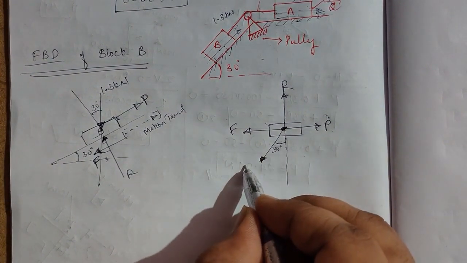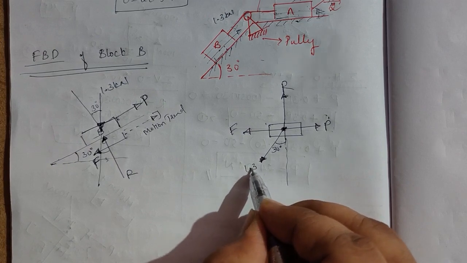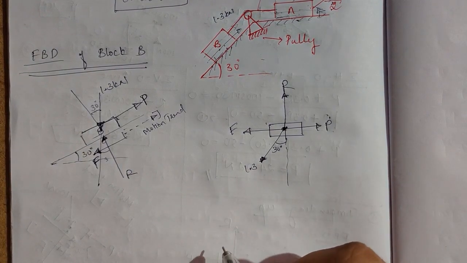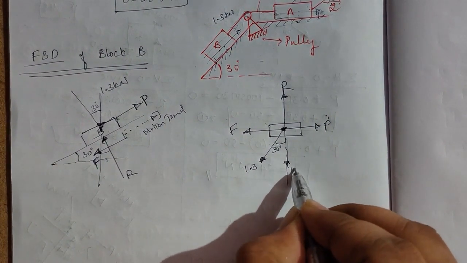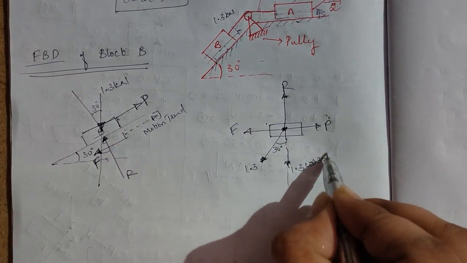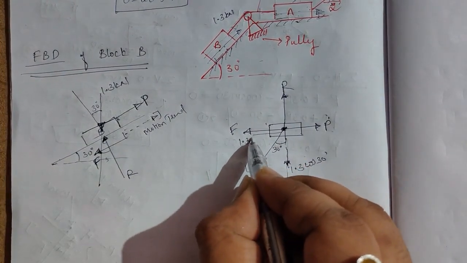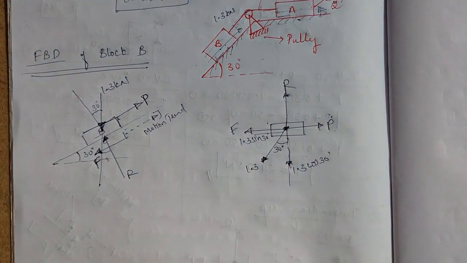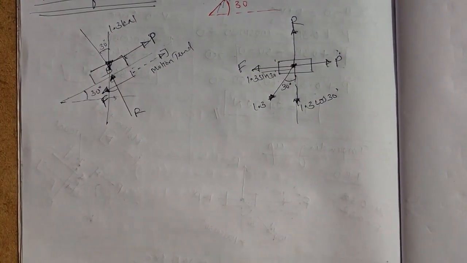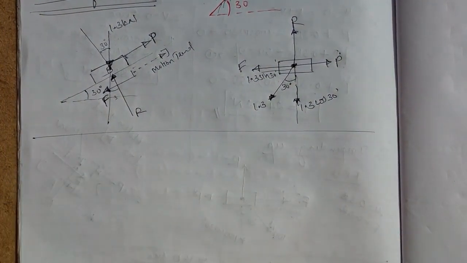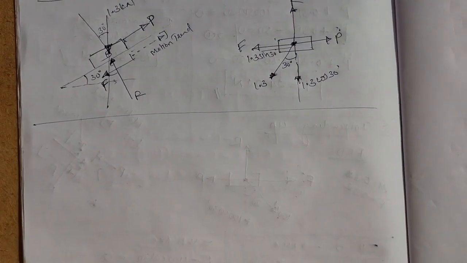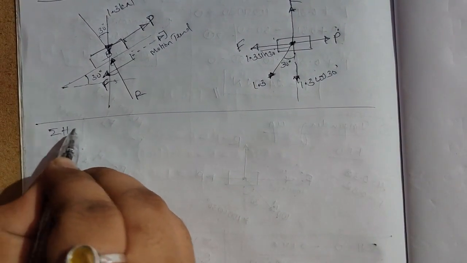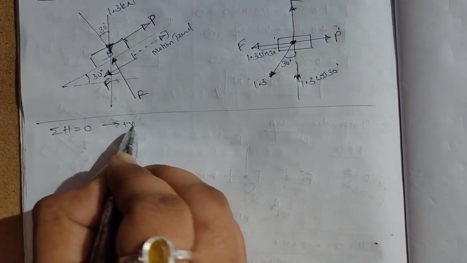So what is this force? What is the weight? 1.3 kilonewton. Now this vertical force will be 1.3 cos 30 degree. Another force will be there, it is 1.3 sin 30 degree. Correct. Now just take the concept of equilibrium of forces. So now what will happen? So see, sigma H equal to 0, taking left to right as positive.